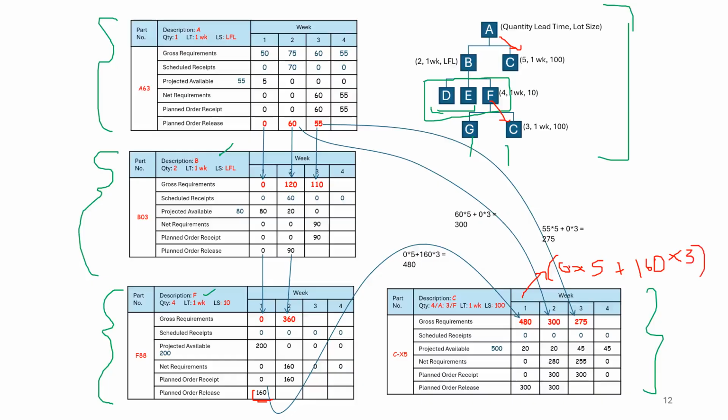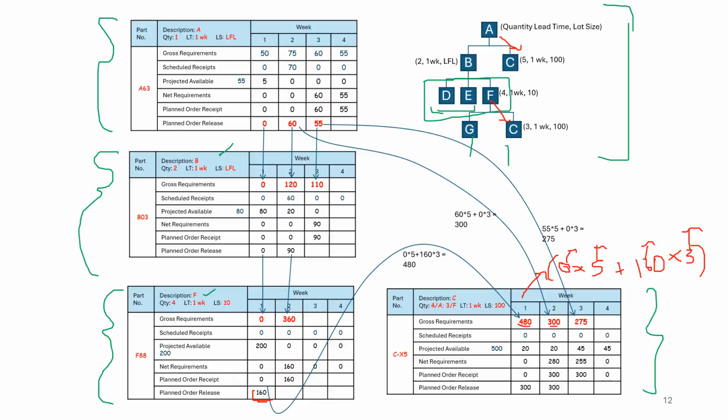So this is basically the POR for A, and 5 represents the number of C's to manufacture 1 A. 160 is the POR for C in week 1, and 3 represents the number of Cs to manufacture 1 F. So that's how we calculate the gross requirement for C in week 1.